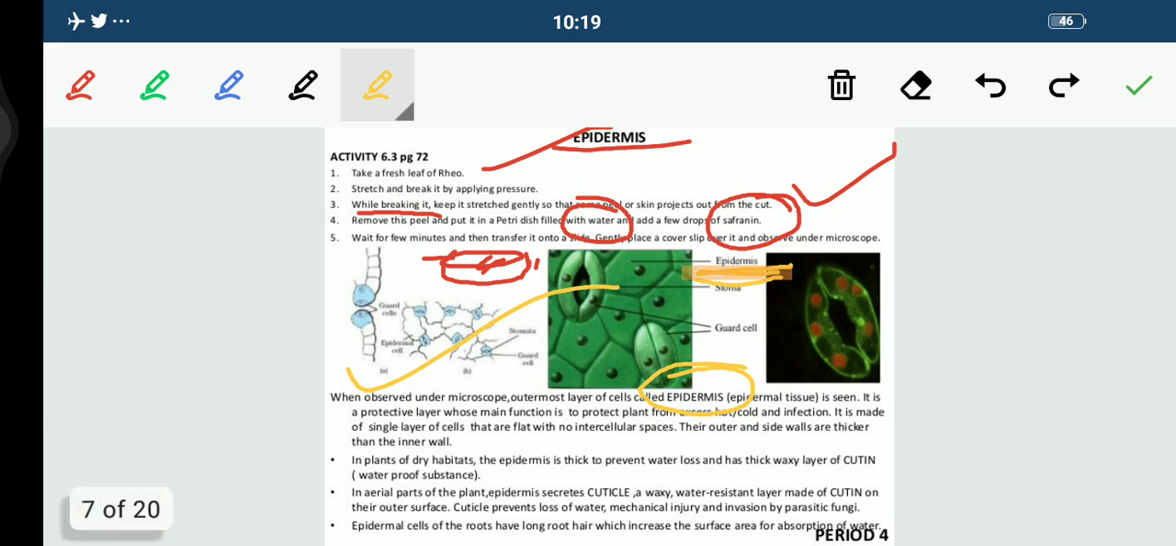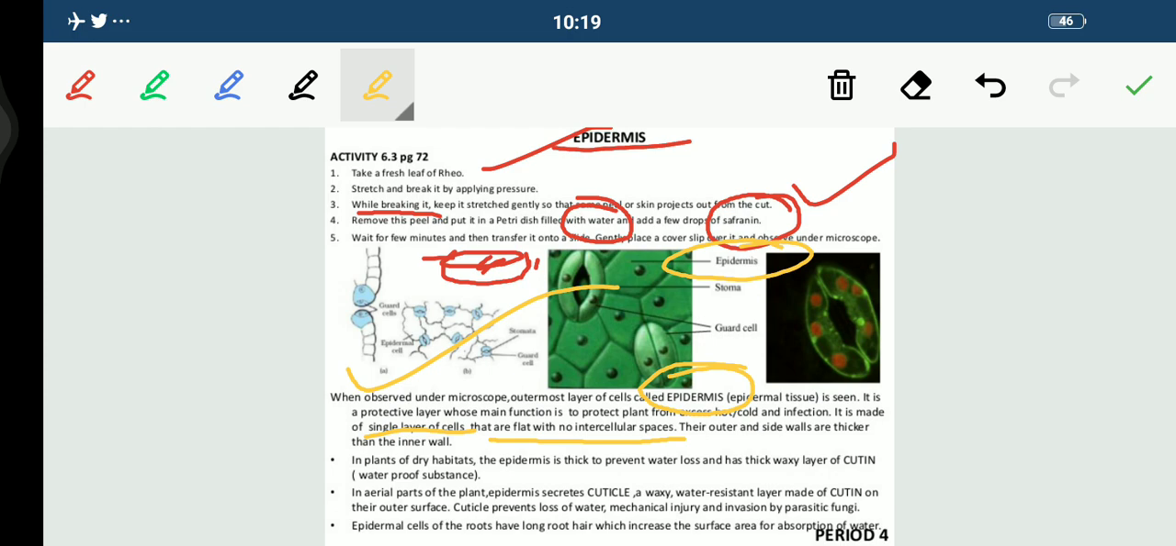So if it is a protective layer, what will be its main function? Its main function would be to protect the plant from heat or cold or any other infection. And it is made up of a single layer of cells. Very important thing, students, a single layer. This epidermis is made up of a single layer of flat cells that do not have any intercellular space between them. Very important point.